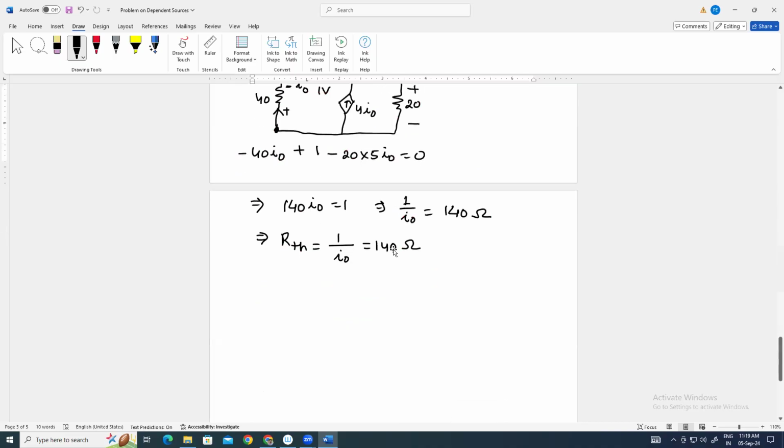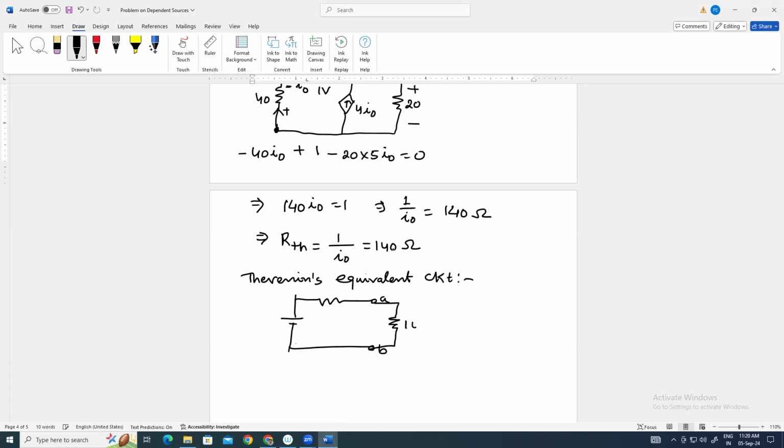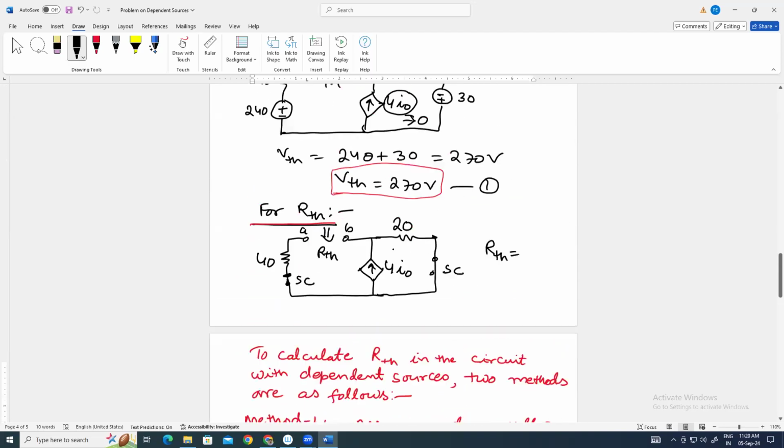So what is the Thevenin equivalent circuit? Thevenin equivalent circuit will be VTH, RTH, and then in between these two terminals AB, we will again connect our element, that is the 10 ohm we have previously removed. This is 140 RTH, plus minus VTH is 270 volt.